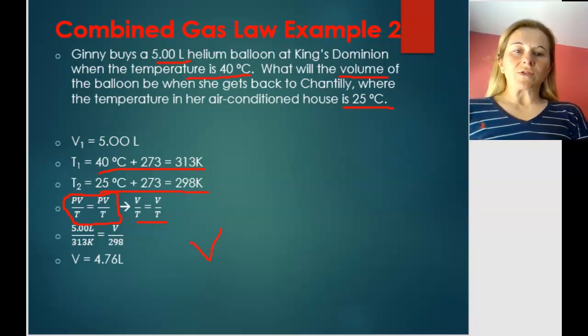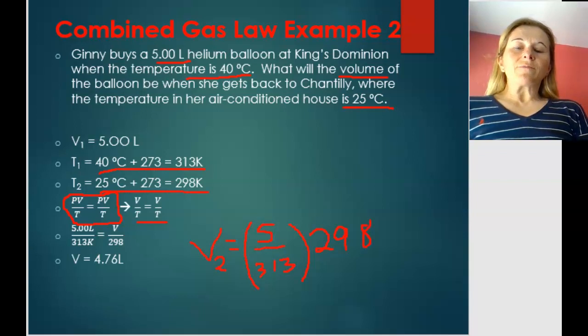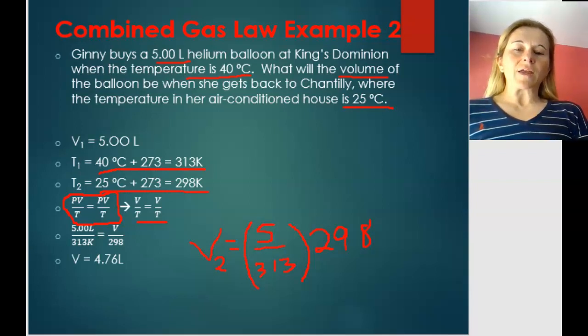So when we go to do this, we would have our V2, our final volume, is going to equal 5 divided by 313, and then we're going to multiply both sides, right? 298 is the denominator, so we're going to multiply the other side by that. And when we do our math there, we get a volume of 4.76 liters.